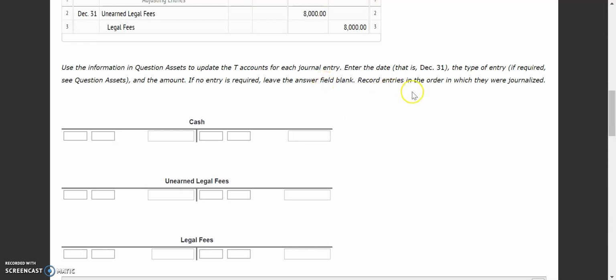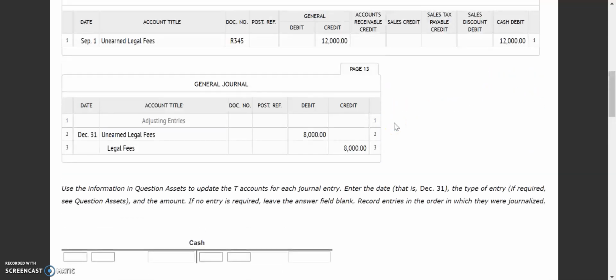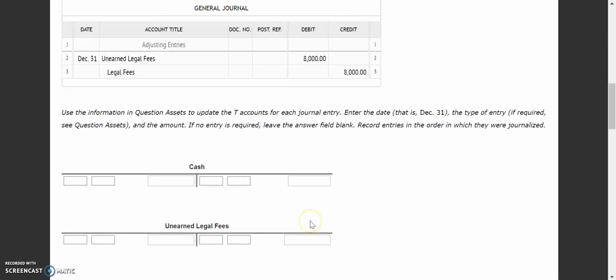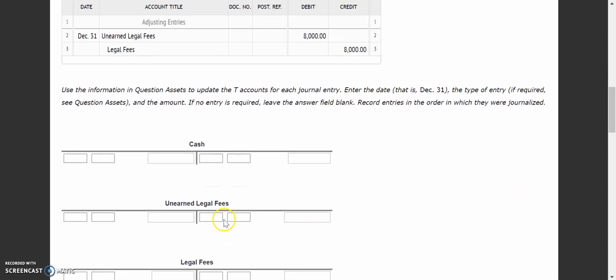So we're going to record these in the order in which they were journalized. So our first one, remember, is unearned legal fees of $12,000. So we come down here to unearned legal fees. That was a credit.